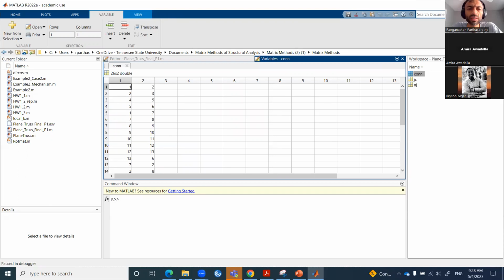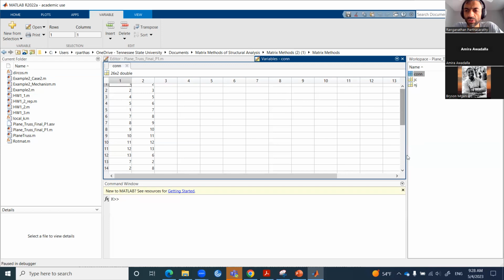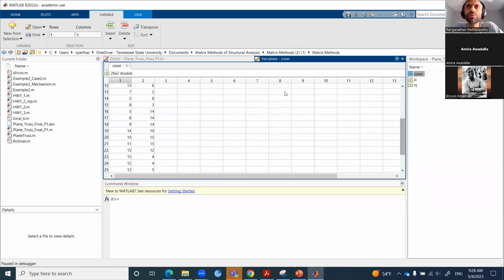Number 7, 8 and 9. Number 8, 9 and 10. Number 9, 10 and 11. Number 10, 11 and 12. Number 11, 12, 13. Number 12, 13, 6. Number 13, 7 and 2. Number 14, 2 and 8. Number 15, 8 and 3. Number 16, 3 and 14.